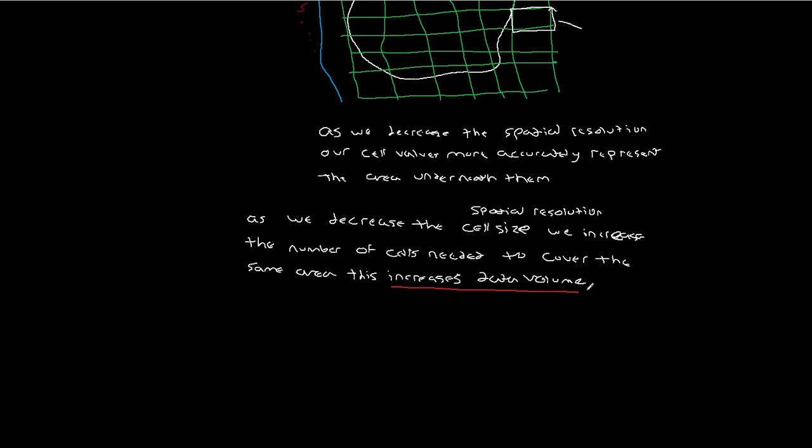So there's a trade-off between how small we go, how accurate we try to get in terms of getting these cell values to match the underlying reality, versus how much data we can actually hold in terms of the volume of data that goes on the hard drive. I hope that made sense.